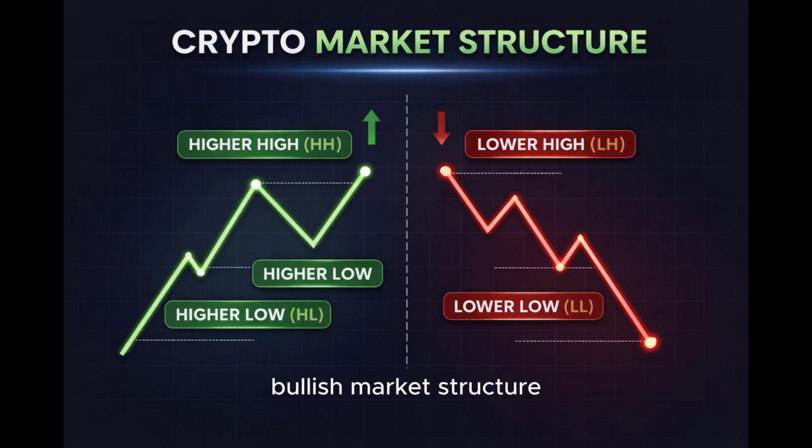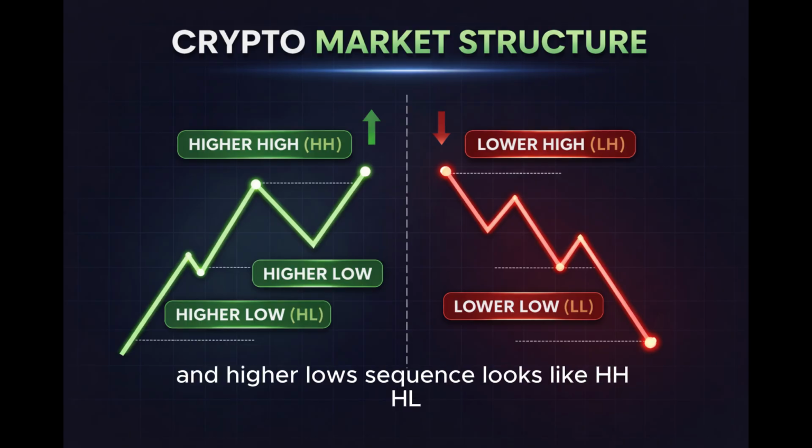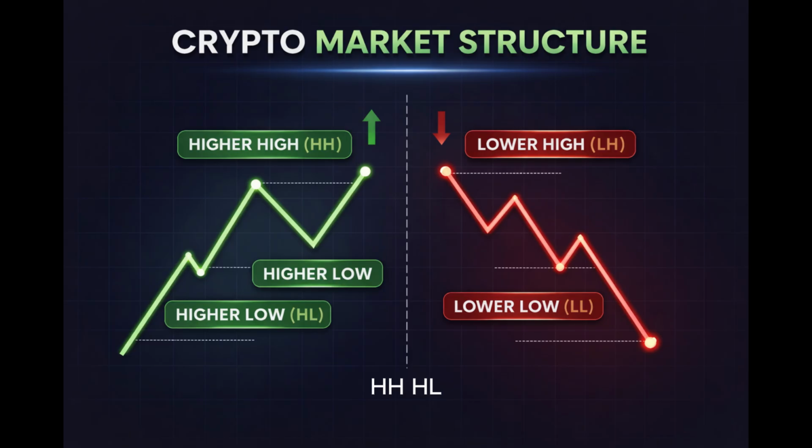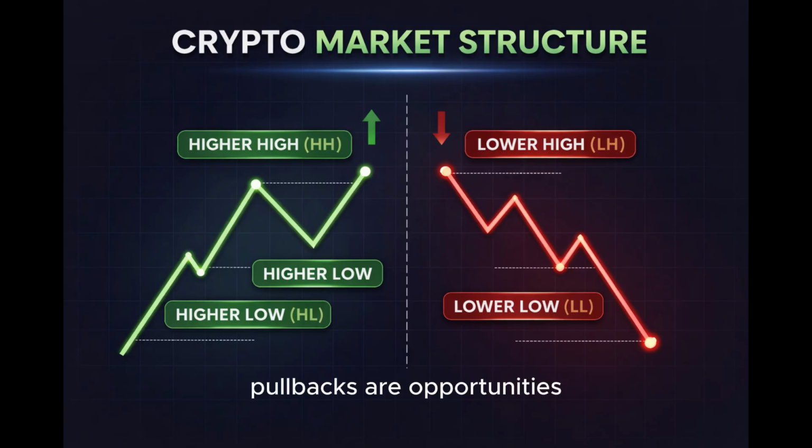Bullish market structure. A bullish market is defined by higher highs and higher lows. The sequence looks like HH, HL, HH, HL. What does this mean? Buyers are stronger than sellers. Pullbacks are opportunities, not danger zones.